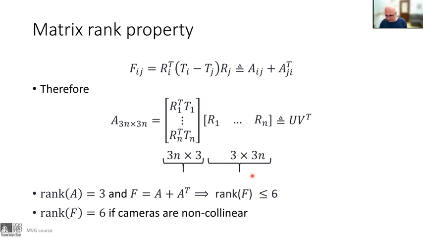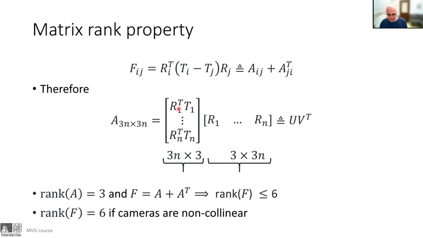Okay, and I know that if I transpose it, it will contain the AJI transpose also. So as we saw, Fij is Aij plus AJI transpose. And this means that the matrix F that we saw in the beginning that contains all the Fij's is A plus A transpose. And moreover, A is rank 3.